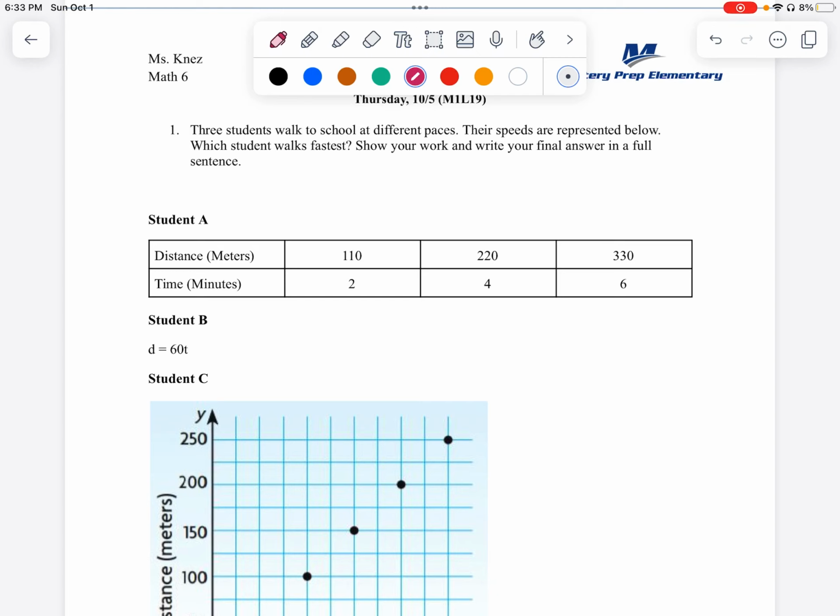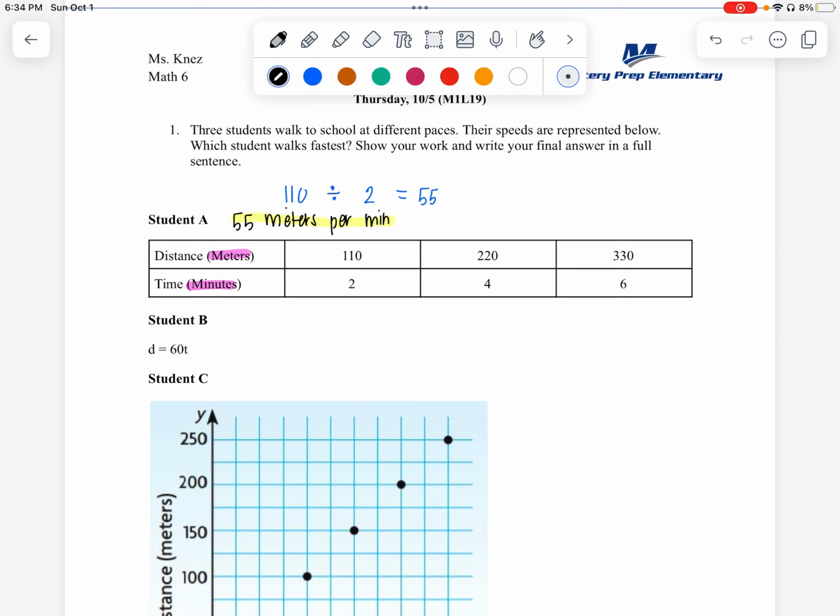So in each of these questions, we're comparing minutes to meters, okay? And so I'm going to just assume that I need to find the unit rate, which would be meters per minute. And so in this table, I can see that I've got 110 meters for 2 minutes, which gives me a meters per minute of 55. 55 meters per minute.